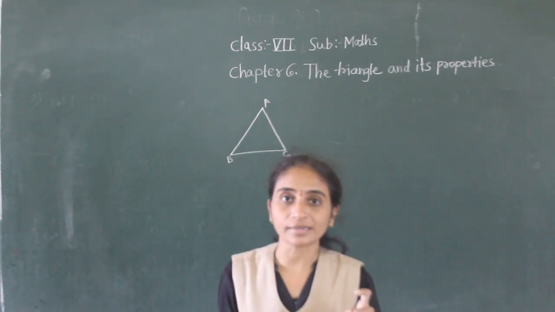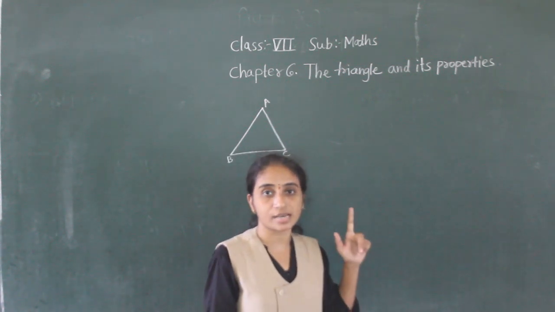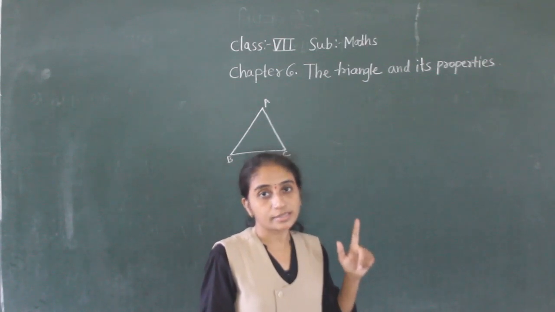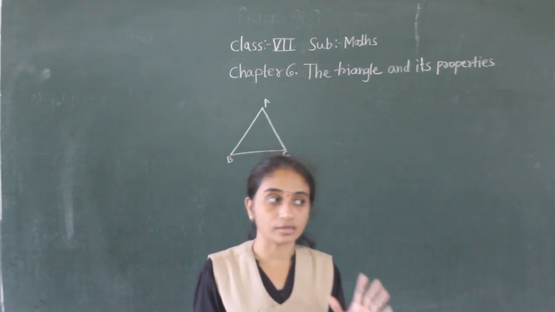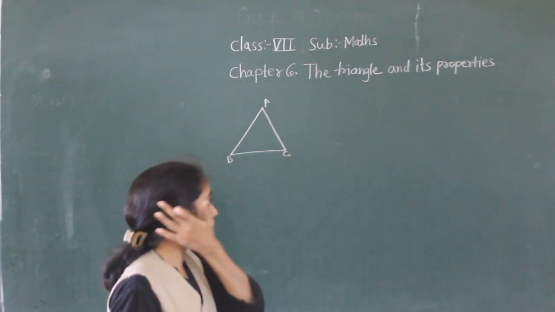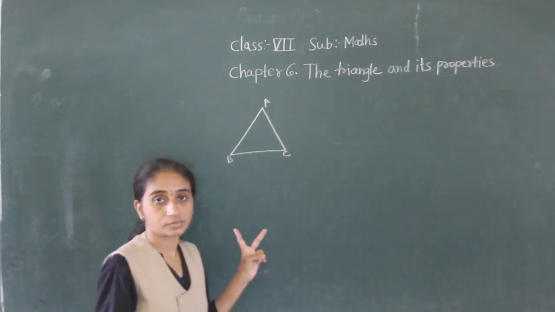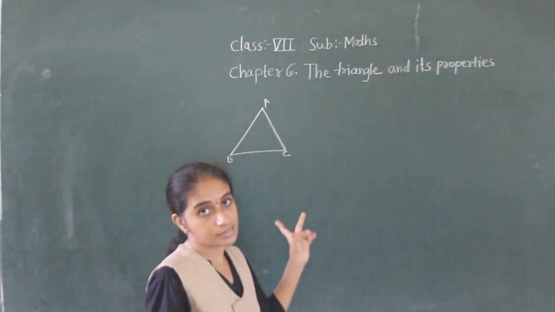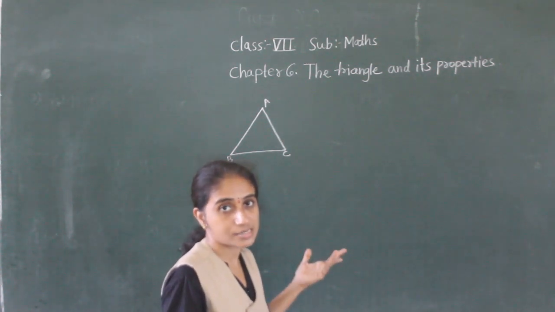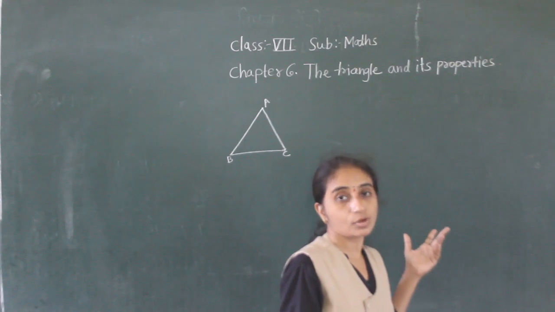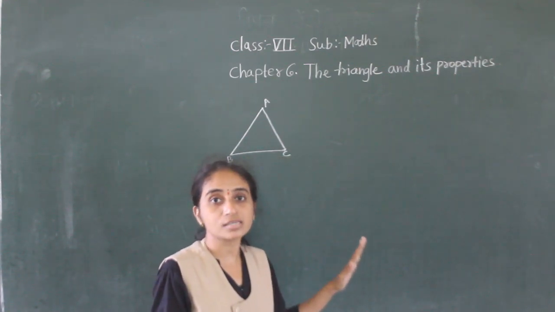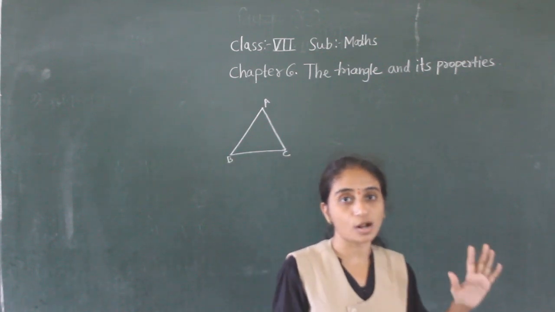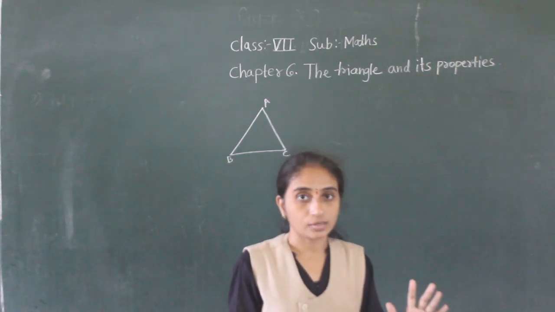Now what is an equilateral triangle? If all sides of a triangle are equal, then that triangle is called an equilateral triangle. What is an isosceles triangle? If two sides are equal, then that triangle is an isosceles triangle. What is a scalene triangle? No equal sides. All the sides are different. That triangle is called a scalene triangle.